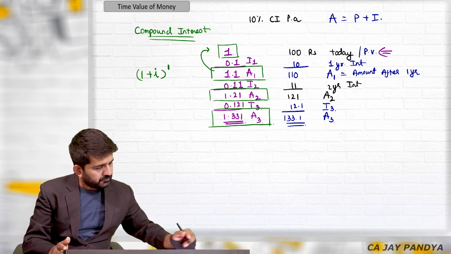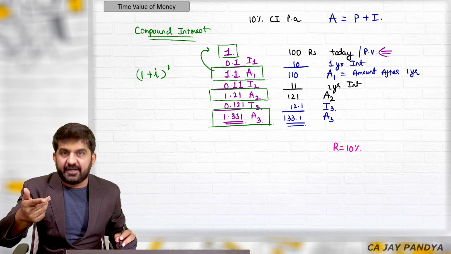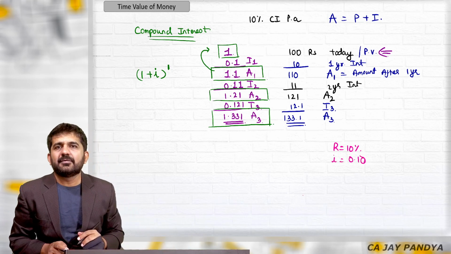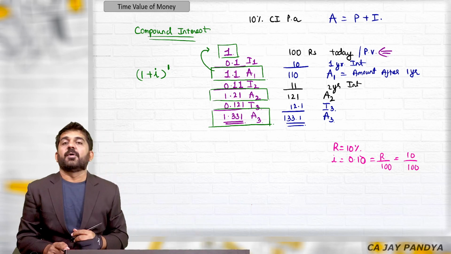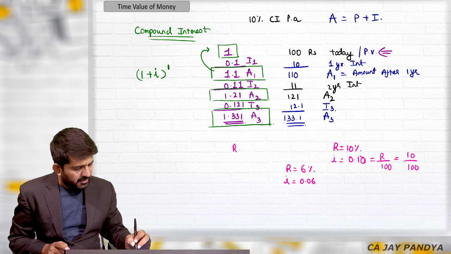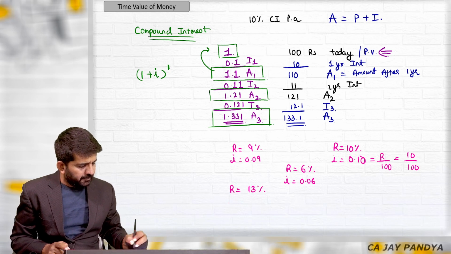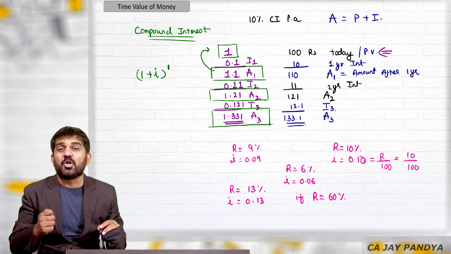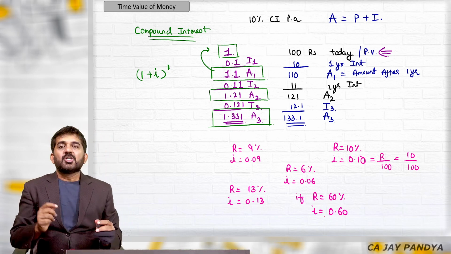So if your R is say 10%, now whenever the answer is in percentage, it is compared with 100. So 10 out of 100 is nothing but 0.10 out of 1. So how to find out I? It is nothing but R divided by 100. In this case, 10 divided by 100, that is 0.10. So if R is 6%, I will be 0.06. If R is 9%, I will be 0.09. And if R is 13%, I will be 0.13. If R is 60%, please understand it will not be 0.06. I will be 0.60. That is 60 divided by 100. So we know how to find out I.